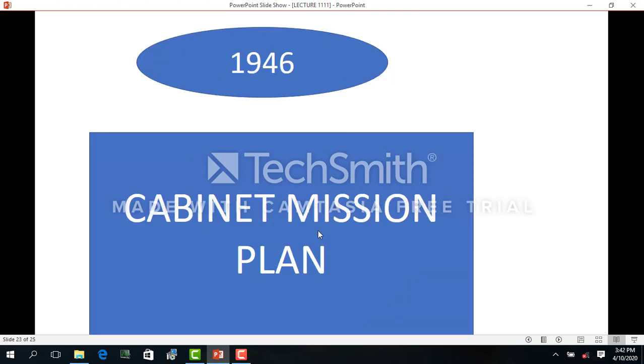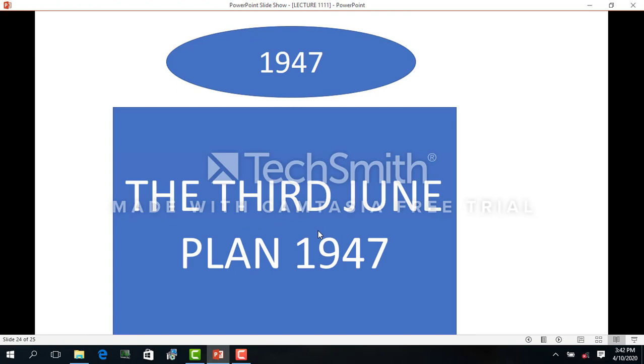Now moving toward the next slide. 1946, Cabinet Mission Plan. Next, 1947, 3rd June Plan. The British Prime Minister declared in February 1947 that Britain would hand over government to India before June 1948. And then on 14 August 1947, Pakistan came into being.